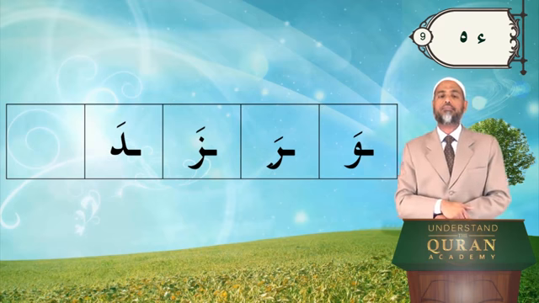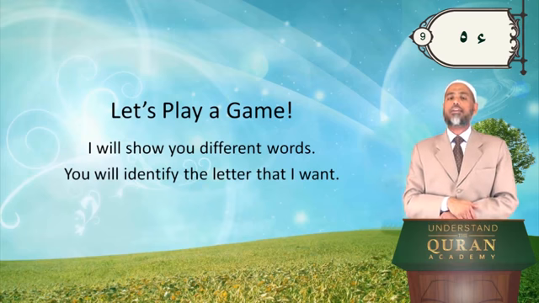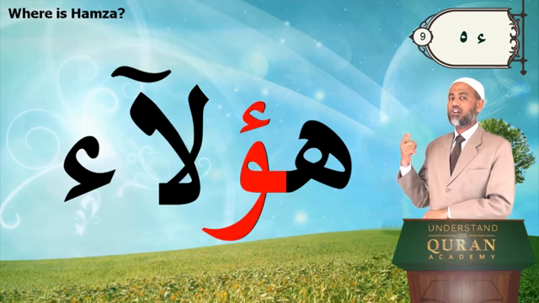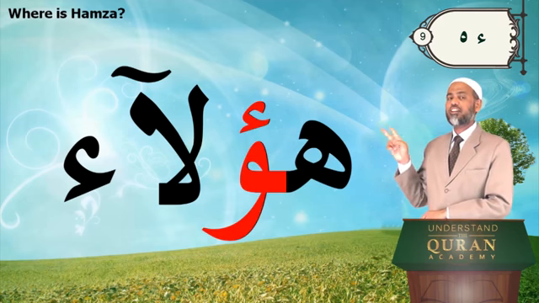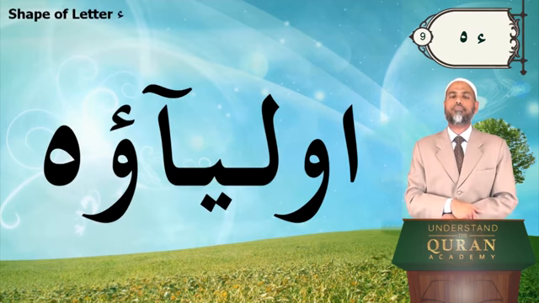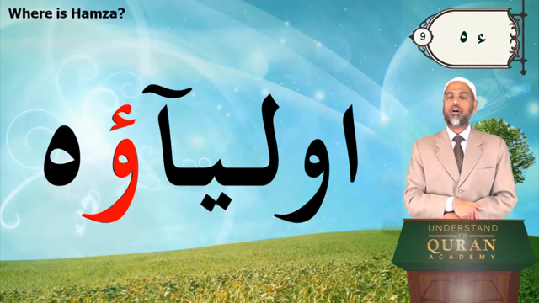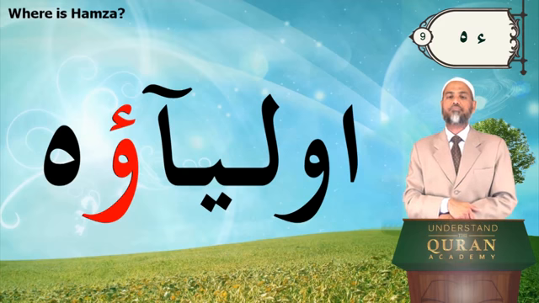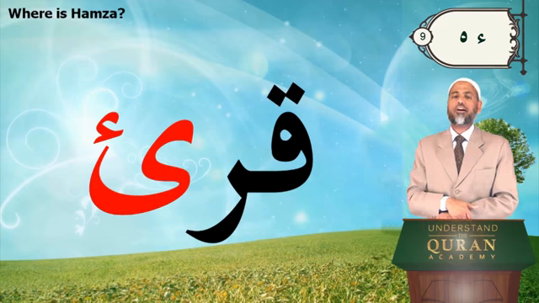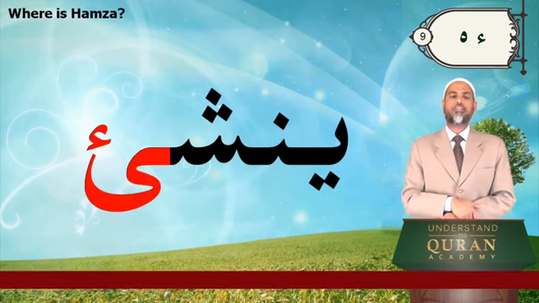Okay. Let's play a game. I will show you different words and you will identify the letter that I want. Where is hamza? Hamza is using waw as its chair, and also at the end, you see, there are 2 hamzas in this example. Where is hamza here? At the end, mashallah, making waw its chair. Hamza here, again at the end, and ya is its chair now.